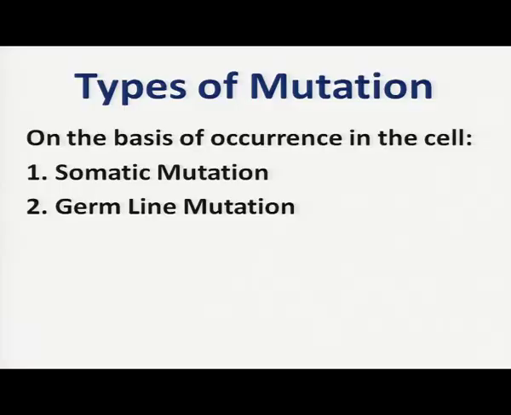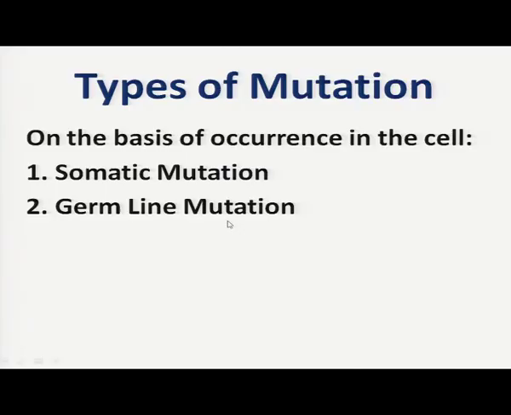Now types of mutation. On the basis of the cell in which it occurs, there are two types. One is somatic mutation and another is germ line mutation. Do you know what a somatic cell is? Yes, somatic cells are those cells which are responsible for the growth, repair and division of cells in our body, in the living system. So if any change in DNA or chromosome occurs in a somatic cell, that type of mutation is called somatic mutation. And somatic mutation cannot be transferred from one generation to another.